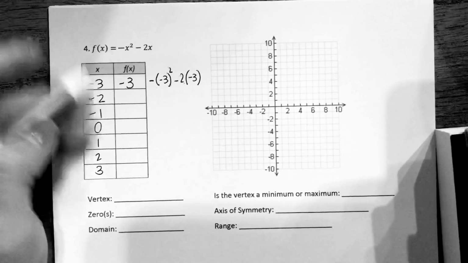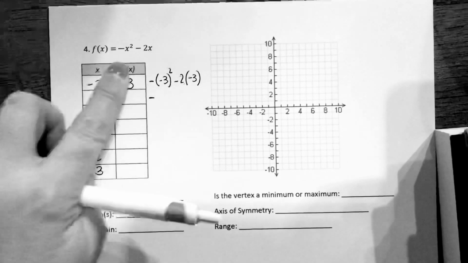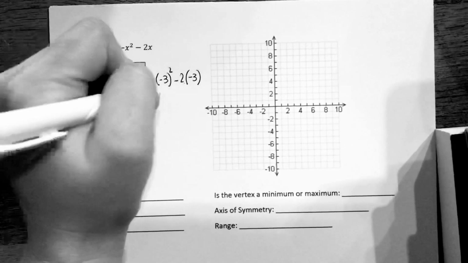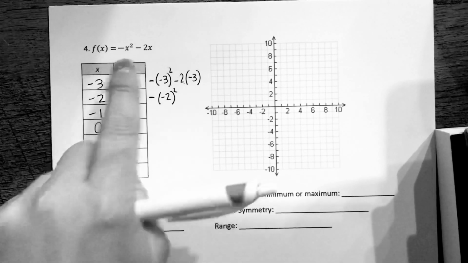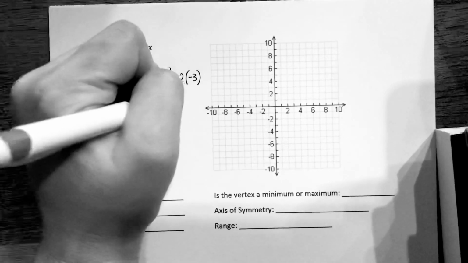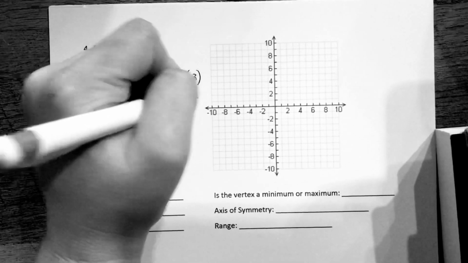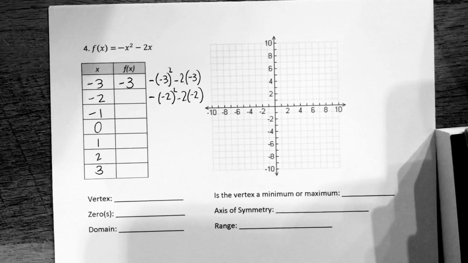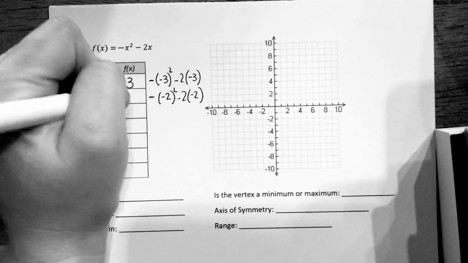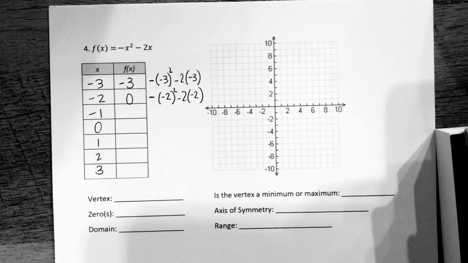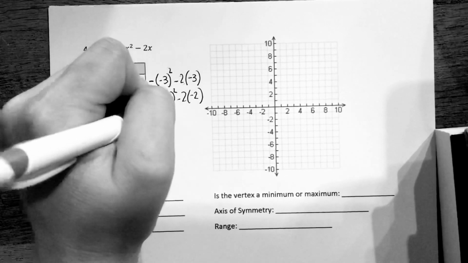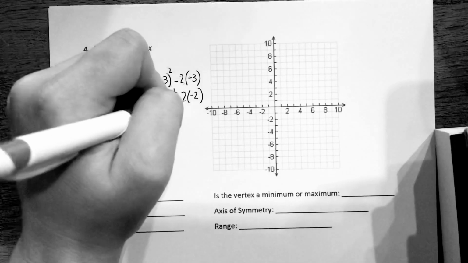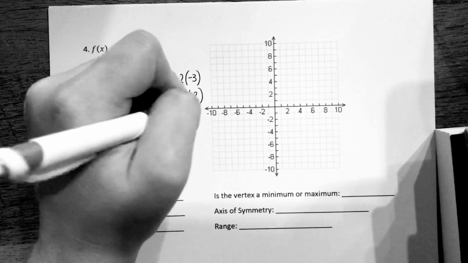Moving on, if I plugged in a -2, again there's a negative out front that I must include. Then in parentheses, I'll put the -2 to square, because this is just being plugged in for x, -2 times, in parentheses, -2. When I plug this into my calculator accurately, I should get 0 as an answer. Next, with -1, I put a negative, parenthesis, -1 squared, -2, parenthesis, -1.